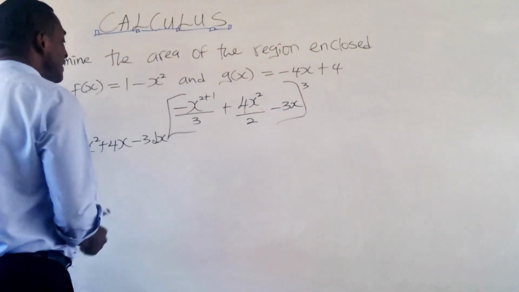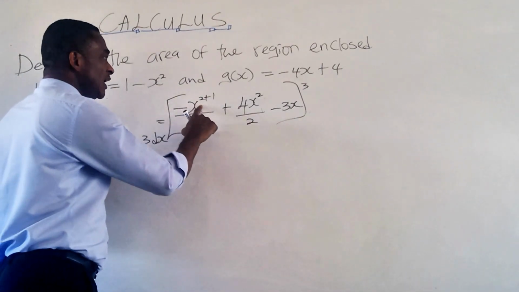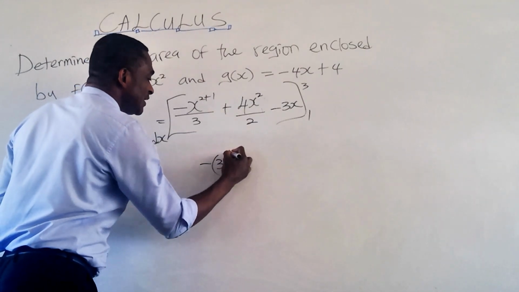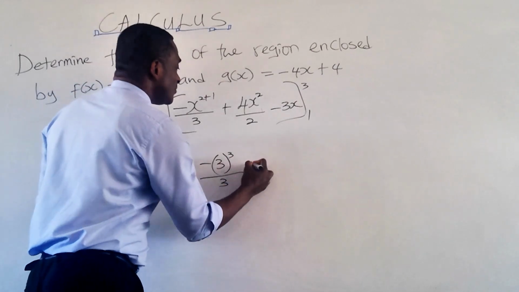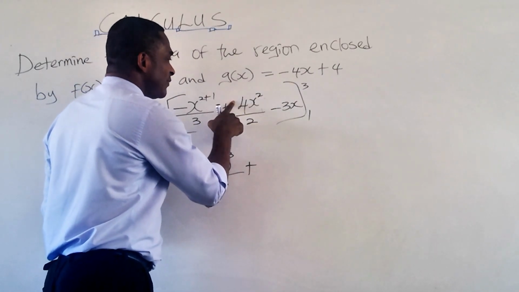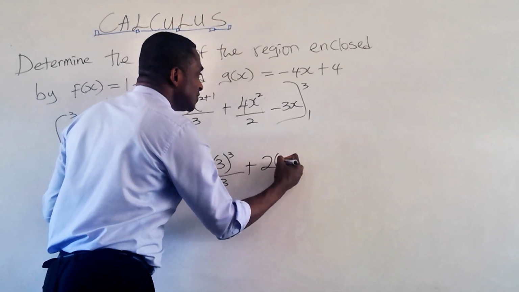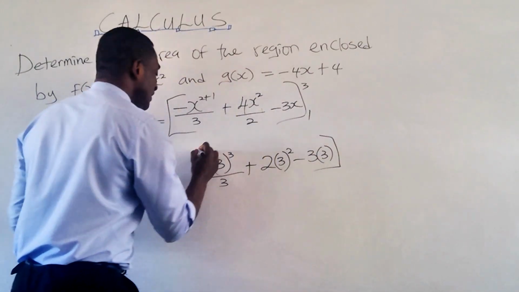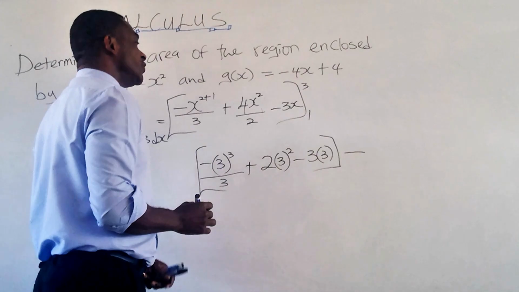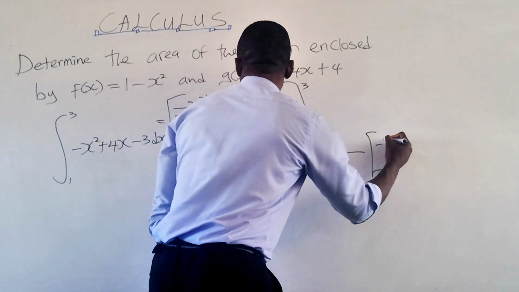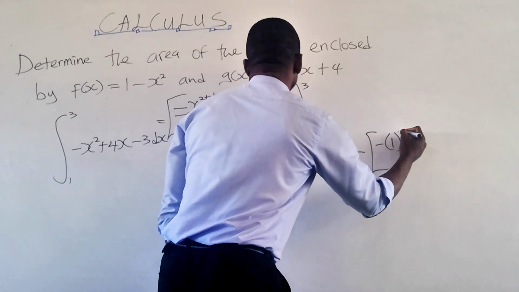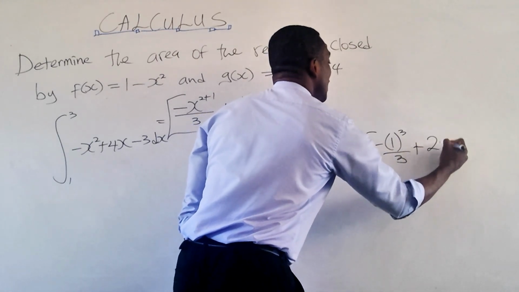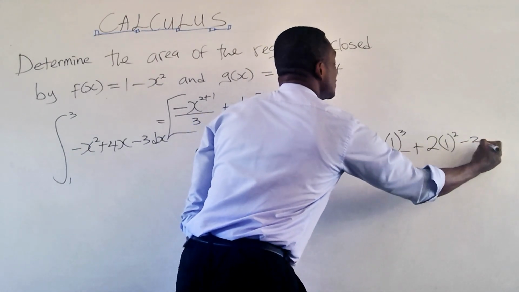Now let's plug it in and get our area. When x is 3, we have -(3³)/3 + 2 times 3² - 3 times 3. That is the upper limit, minus the lower limit. The lower limit will give us -(1³)/3 + 2 times 1² - 3 times 1.